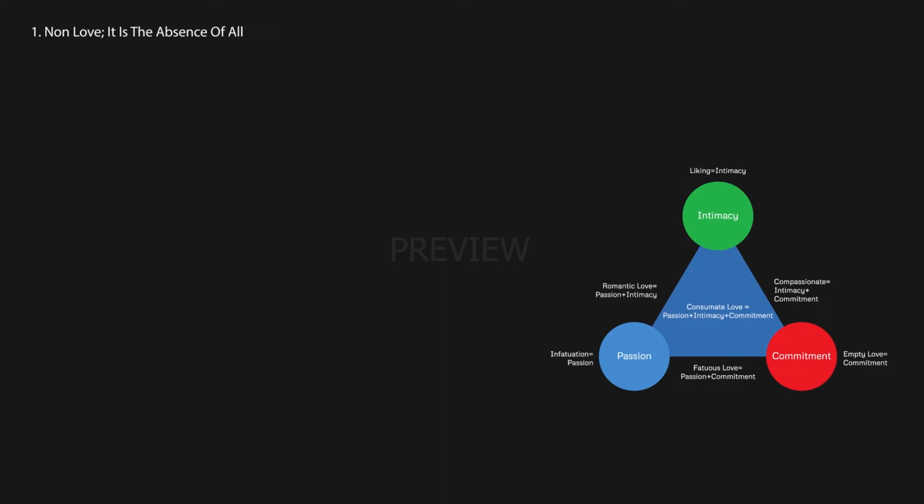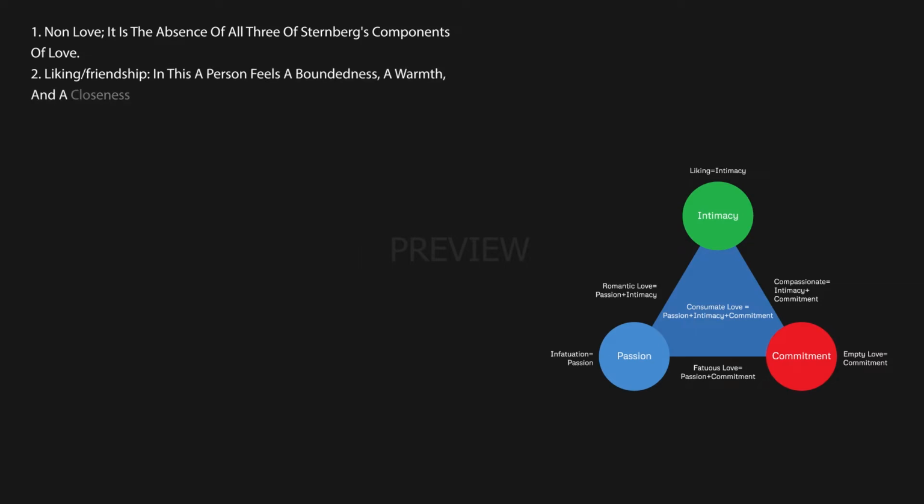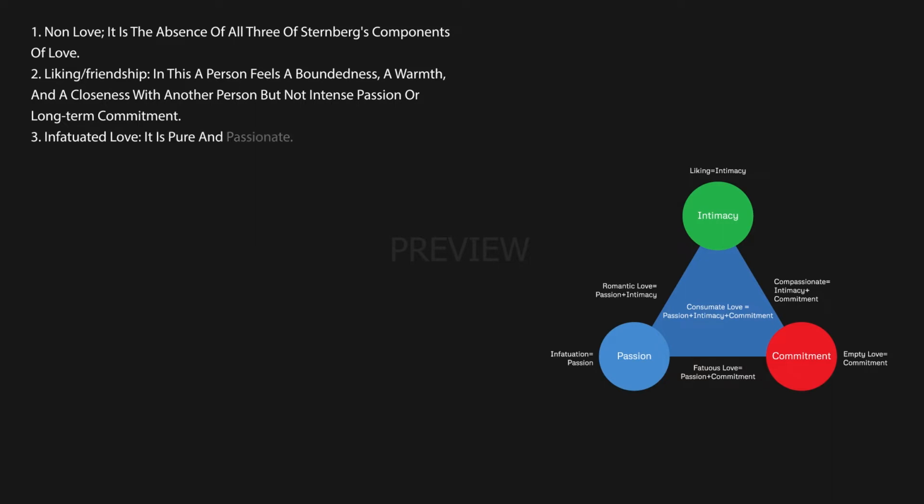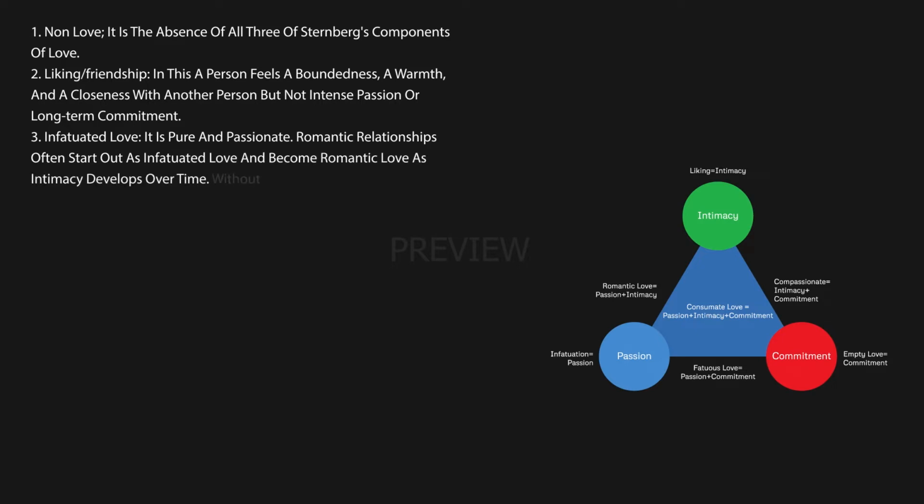1. Non-love. It is the absence of all 3 of Sternberg's components of love. 2. Liking, friendship. In this, a person feels a boundedness, a warmth, and a closeness with another person, but not intense passion or long-term commitment. 3. Infatuated love. It is pure and passionate. Romantic relationships often start out as infatuated love and become romantic love as intimacy develops over time. Without developing intimacy or commitment, infatuated love may disappear suddenly.